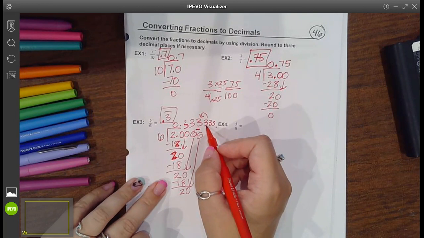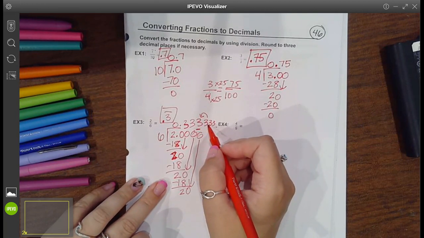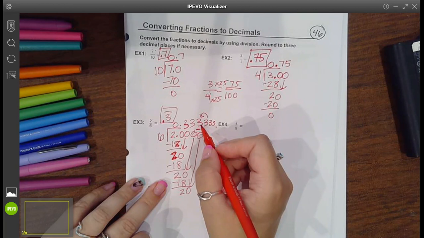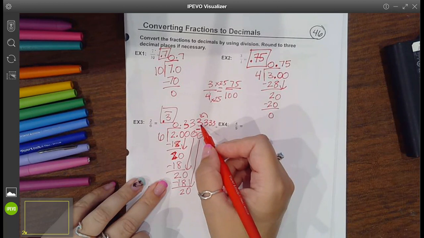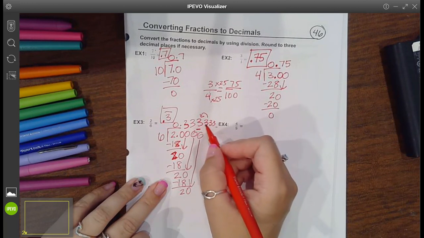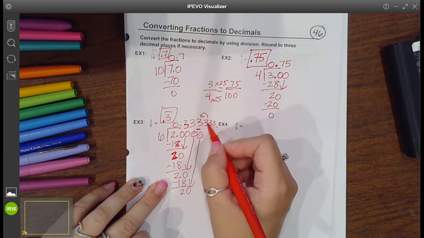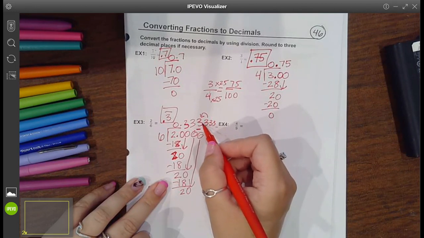If the number behind the one you're focusing on is 4 or below, then this number is going to stay the same. If the number behind it is 5 or above, it's going to bump this one up 1. Okay, there's no such thing as bumping down. If this number is a 4, a 3, a 2, a 1, or a 0, this would stay a 3. If this number is a 5, a 6, a 7, an 8, or a 9, this will bump up to a 4.